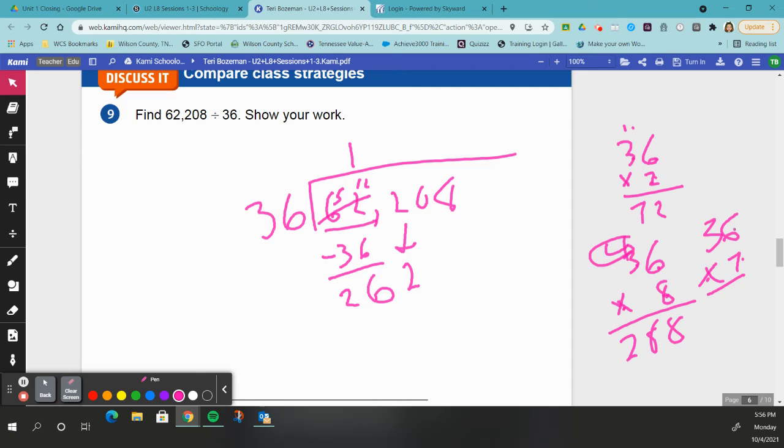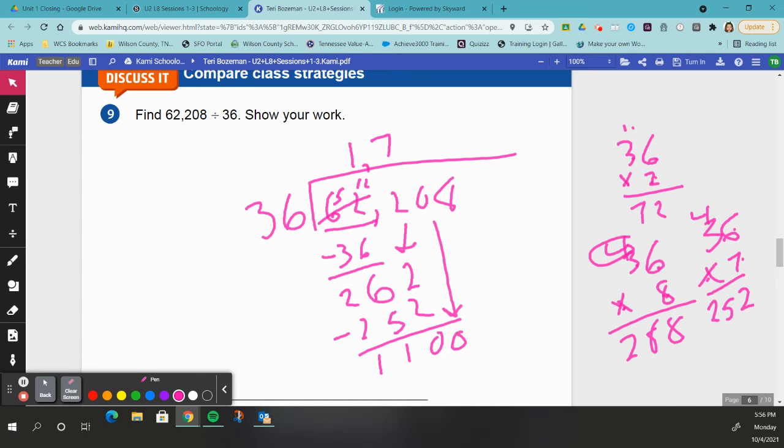7 times 6. Well, 7 times 6 is 42, right? 2, carry your 4. 7 times 3 is 21, plus 4 is going to give you 25. It's pretty close to what we're looking for, right? So we're going to multiply times 7, 252. So we have 0, 1, 1, and then we're bringing down a 0.